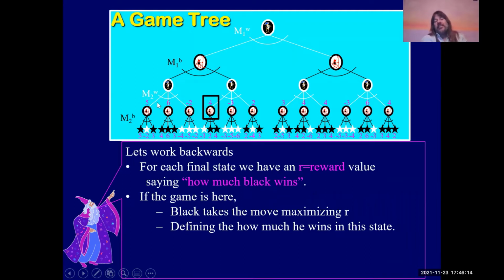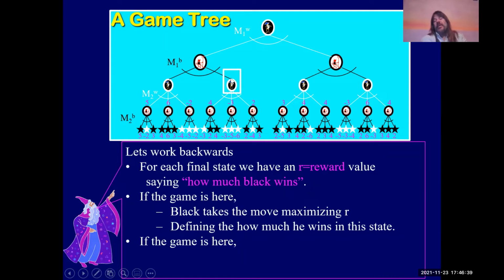And so these numbers tell you how well black will do when in that state, right? Because if he was in this state, then he expects to win by 4 because he's going to follow the path down to 4. So that's how much he expects to win here, right?